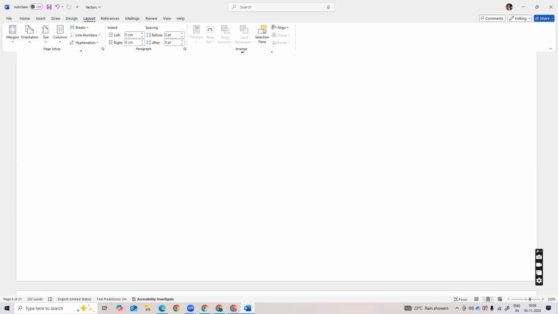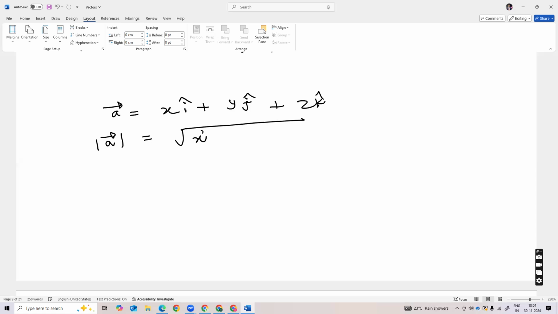Similarly, if you have a vector a bar equal to xi plus yj plus zk, then its magnitude can be given as the square root of x square plus y square plus z square.